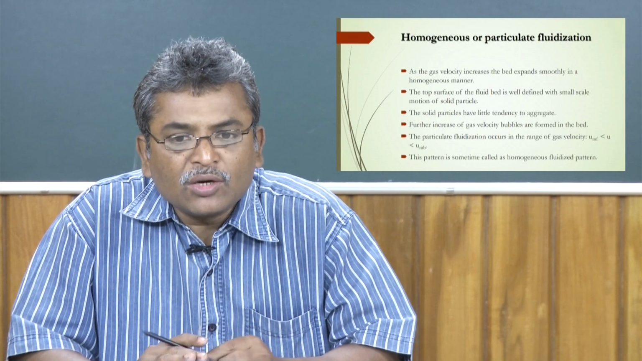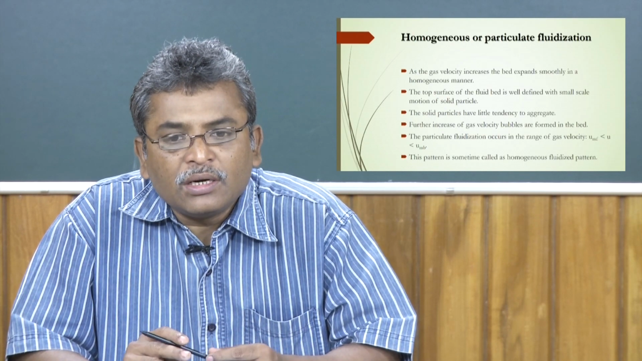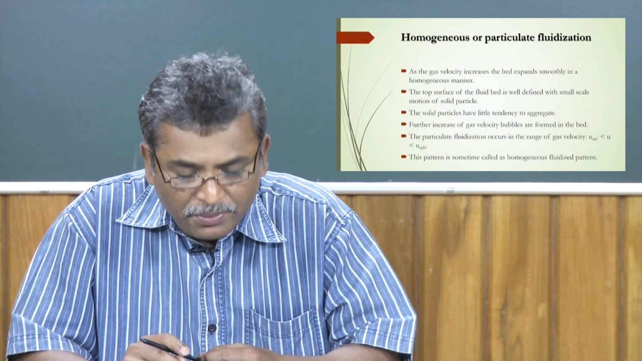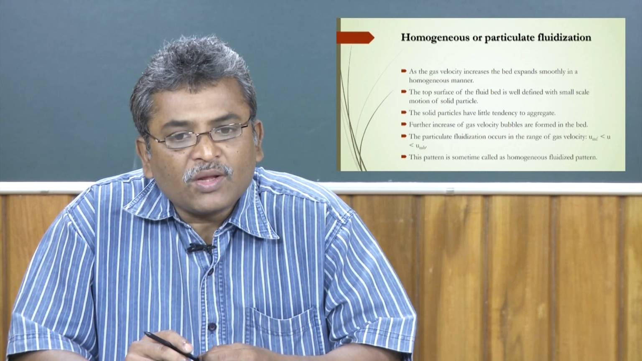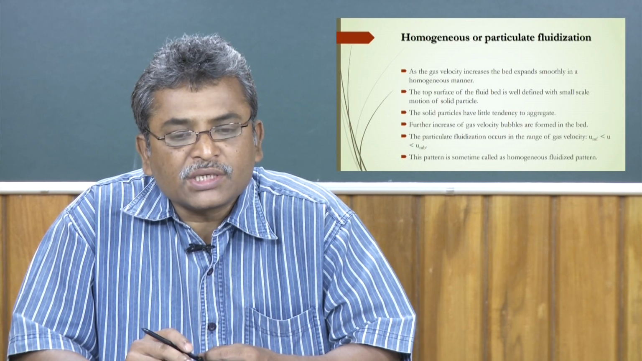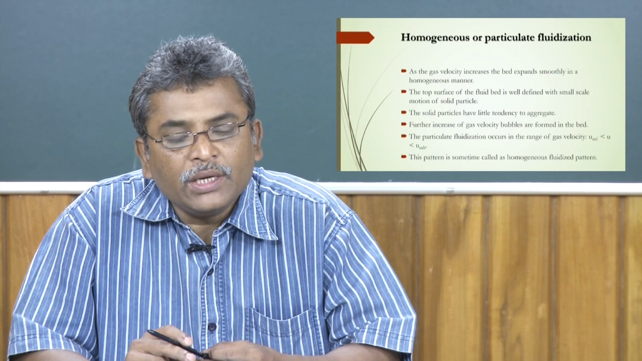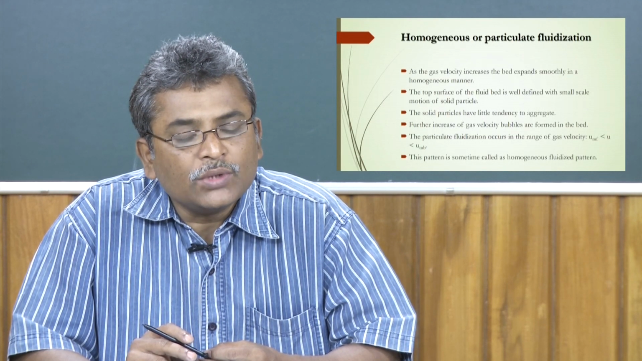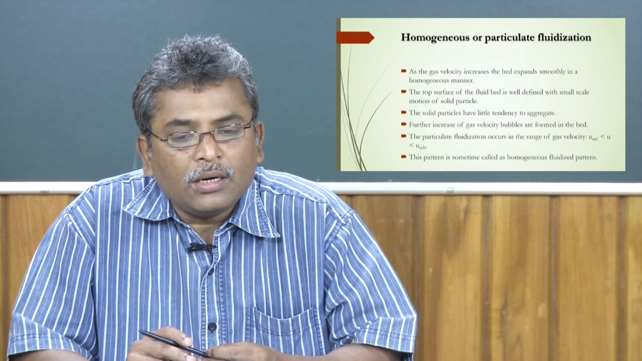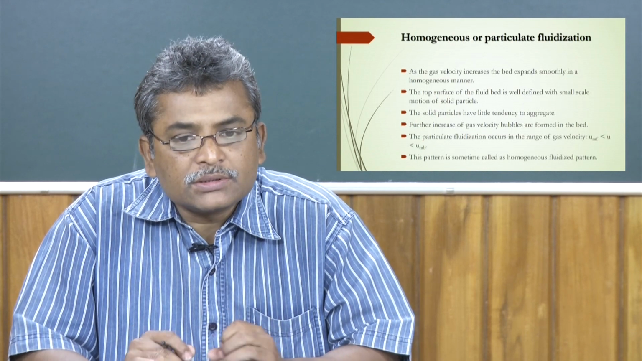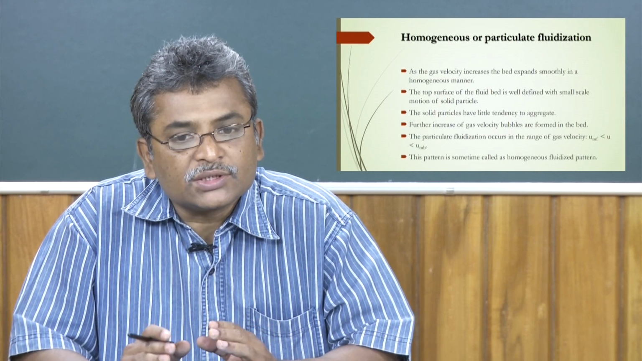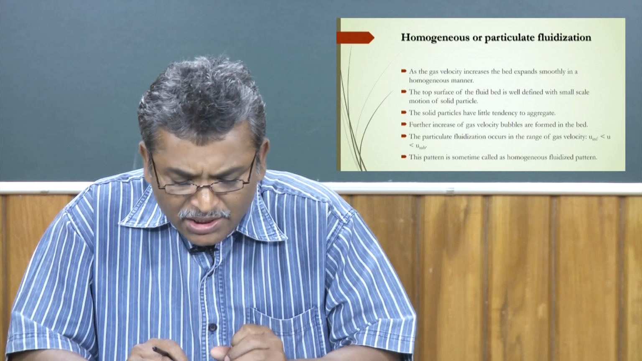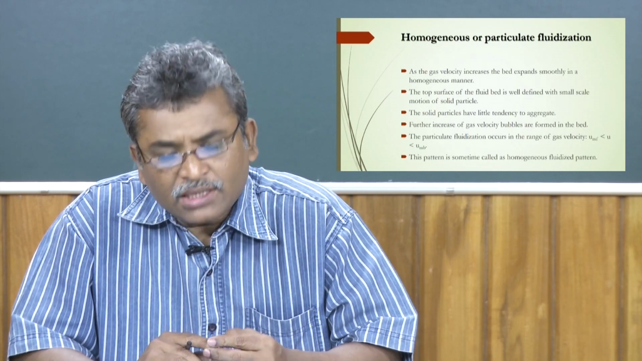In this case, there will be no actual formation of agglomerate inside the bed, and throughout the cross section you will see there will be a uniform distribution of the gas through the space between the solid particles, that is called voids in the bed. And with further increase of gas velocity, bubbles are formed in this case.